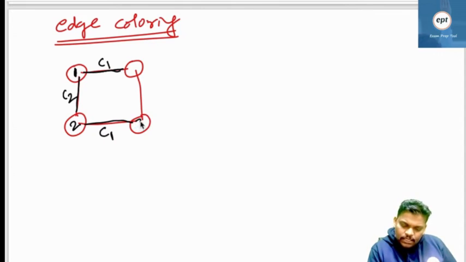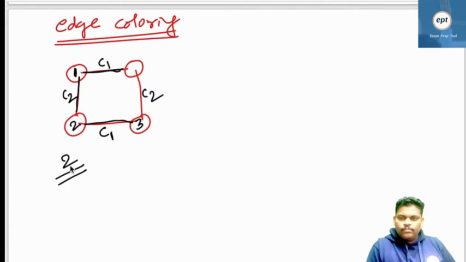Now, vertex 3 is adjacent to this also. Already it is C1, so I cannot give C1 here. I can give C2. So, how many colors here? Edge chromatic number. How much? 2. The edge chromatic number is 2. Two colors, right? Everyone knows.